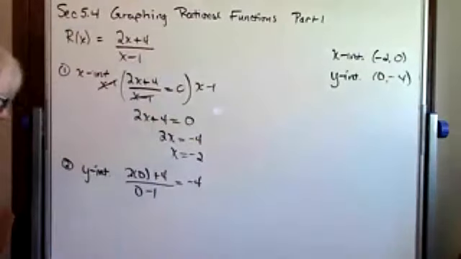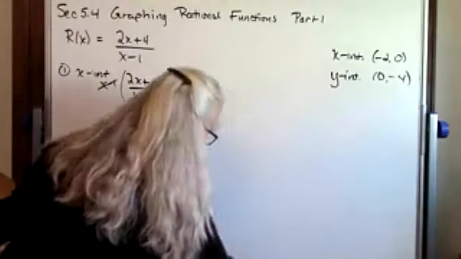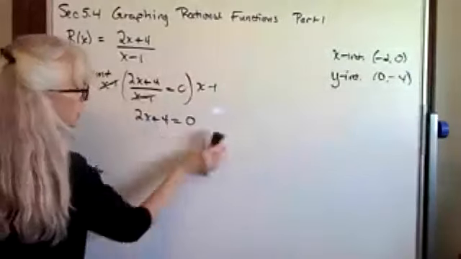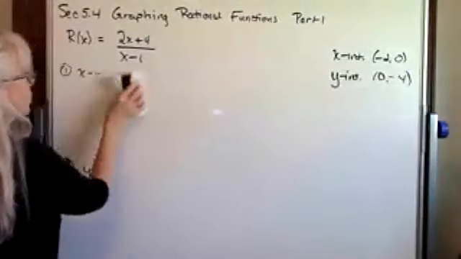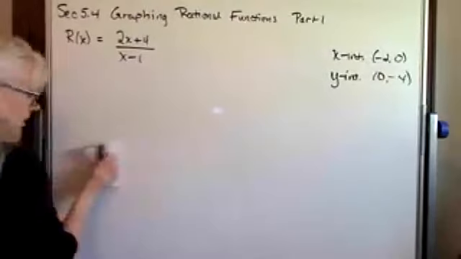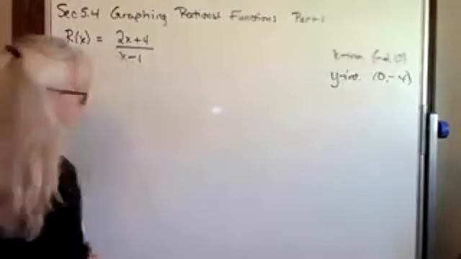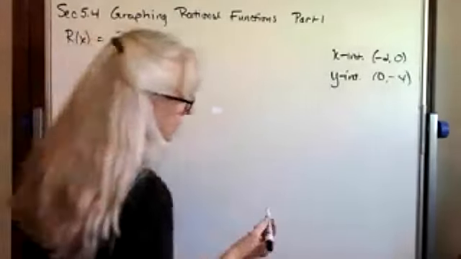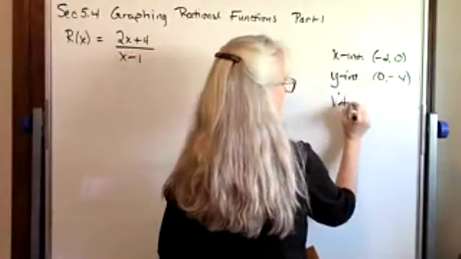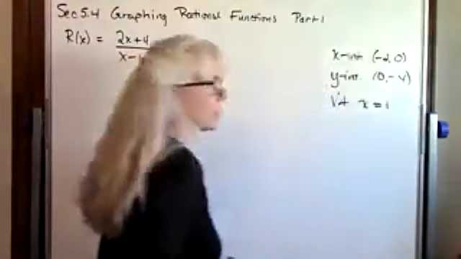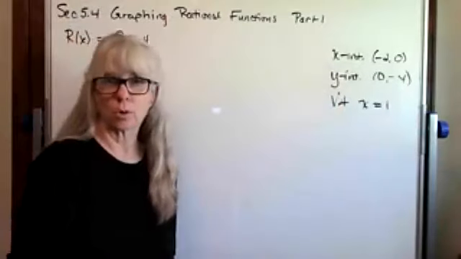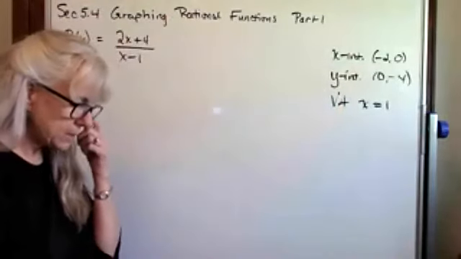Okay, now we're going to find the vertical asymptote, and we know from the previous section that the vertical asymptote comes from the denominator. In other words, it's where the function is undefined. Well, this function is undefined when x is equal to 1. So the vertical asymptote is the line x equals 1. We'll have a dotted line in our graph as a vertical asymptote. The next step is to find the horizontal asymptote.